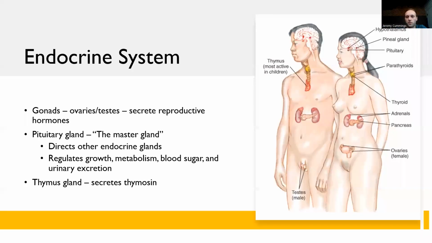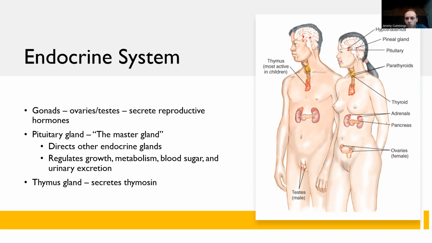So now we're going to look at a few other glands of our endocrine system. The gonads, also known as the ovaries and the testes, produce the hormones that govern reproduction and sex characteristics. Our pituitary gland is one of the deepest structures at the base of the brain, and it's referred to as the master gland. We call it that because it regulates growth. It regulates the other endocrine glands. It controls the metabolism of fat, as well as blood sugar reactions and urinary excretion. So that pituitary gland really directs a lot of what's going on with the other endocrine glands.